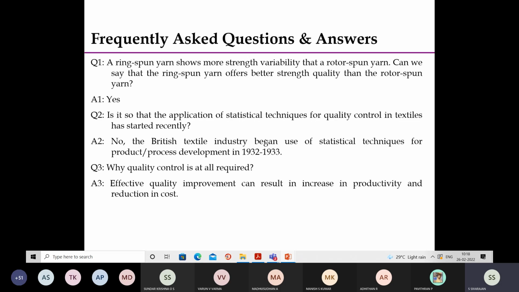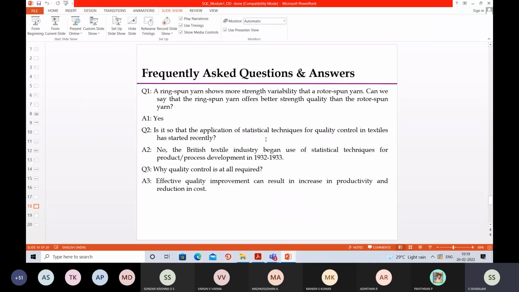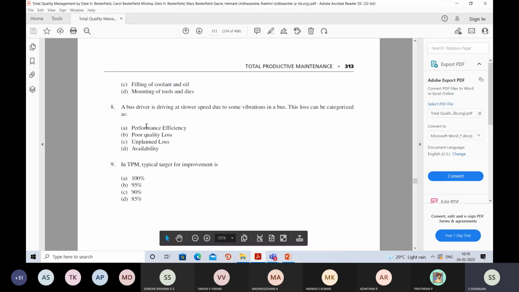So with this, I will stop for this class. The only thing is I will ask one or two questions. Now, what is the answer for this question? In total productive maintenance, a bus driver is driving at slow speed due to some vibrations in the bus. This loss can be categorized as performance efficiency, poor quality loss, unplanned loss, or availability. What will be your answer?